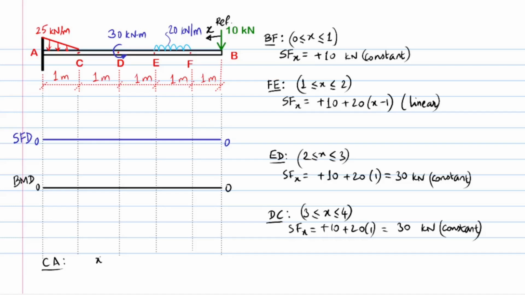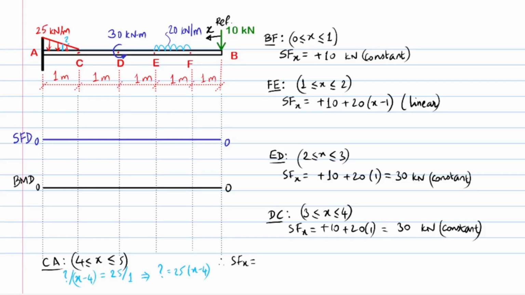Finally, for span CA, where X changes from 4 to 5 meters, we first find the unknown ordinate of uniformly varying load represented by question mark symbol, for which we use the concept of similar triangles as discussed in earlier lectures. Without going into the labeling details, we directly write the relation to find the question mark as question mark over (x minus 4) equals 25 over 1. Hence the ordinate equals 25 times (x minus 4) kilonewton per meter.